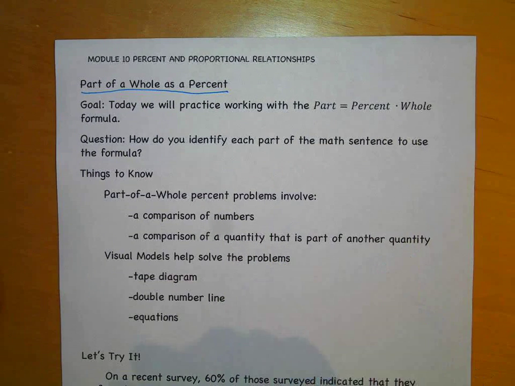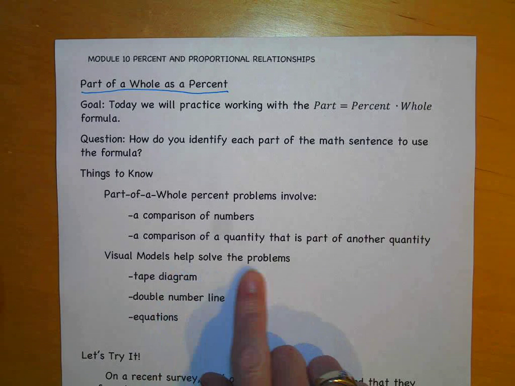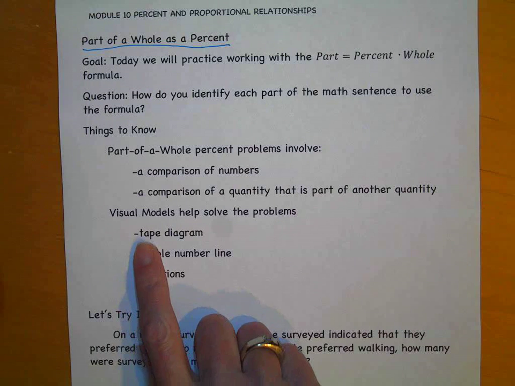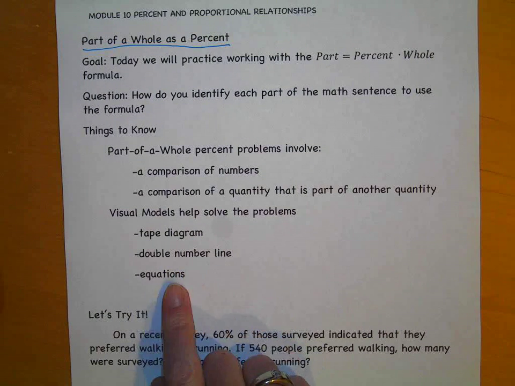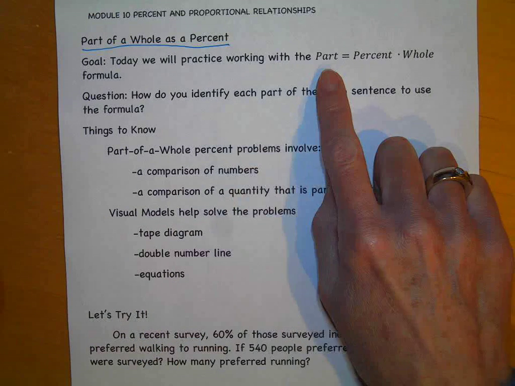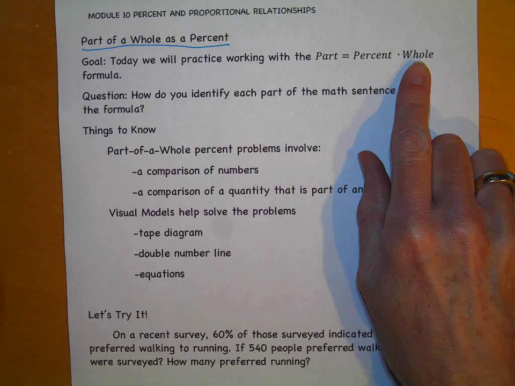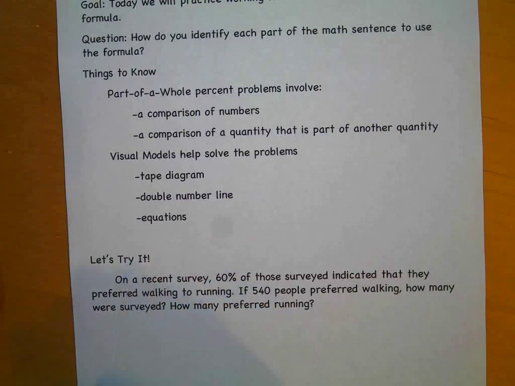Okay? Other things that you need to know that will help you is that visual models help solve the problems. So the visual models that you know how to do are, don't forget, the tape diagram, the double number line, and equations. Those will come in handy when we're trying to figure out the part equals percent of whole formula. Okay, so going on to let's try it, because let's try it is actually how we're going to know that we can do this.